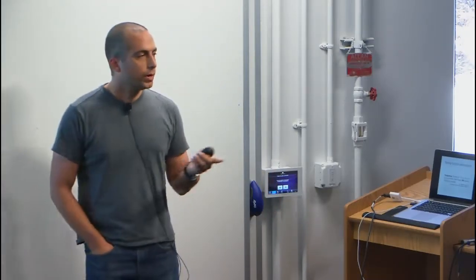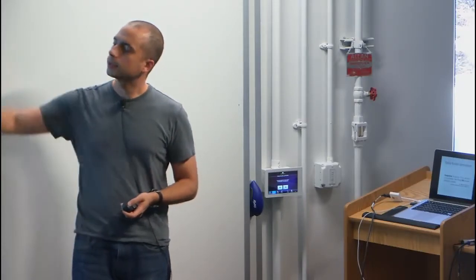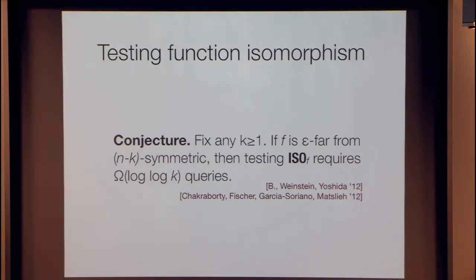Okay, so why does it have to be k and n? I can have a partially symmetric function on 3 variables. That's going to be far, for k equals 3, from every n minus 2 symmetric function. Very far from it. So this might not be the best statement. But the punchline is that yes, if you're really not partially symmetric, there should be an n dependency on the query complexity.